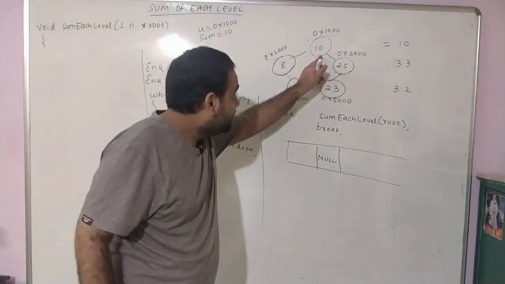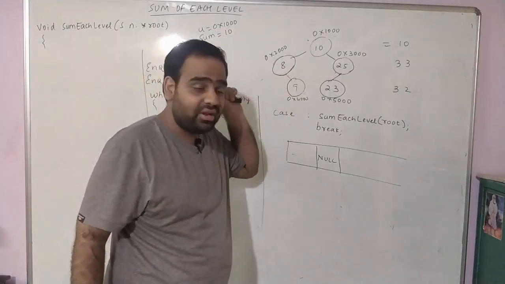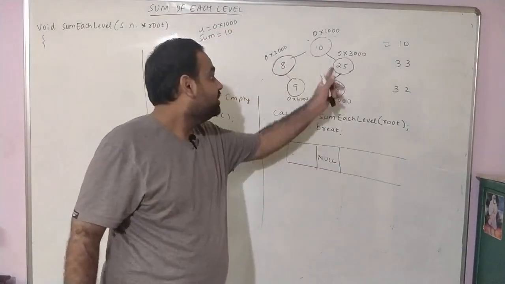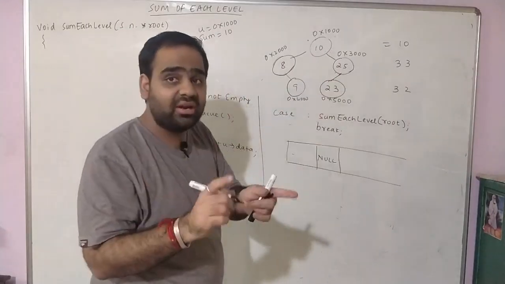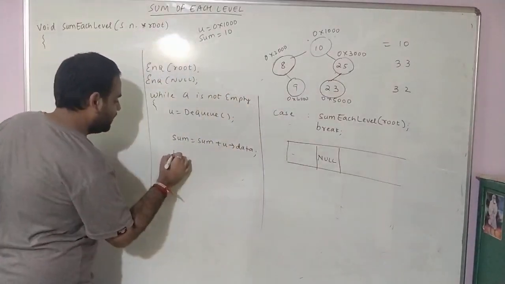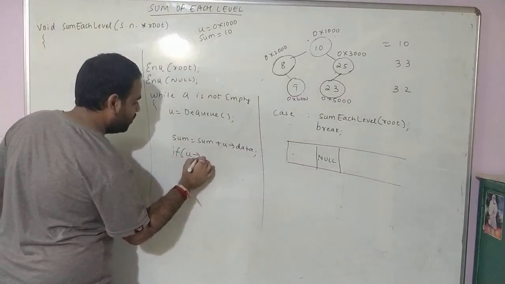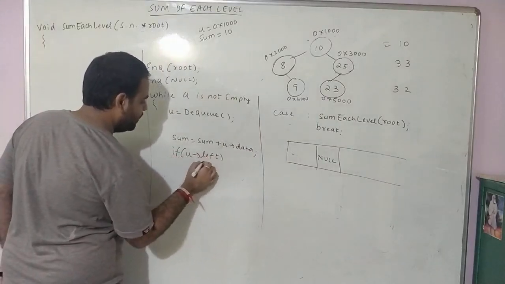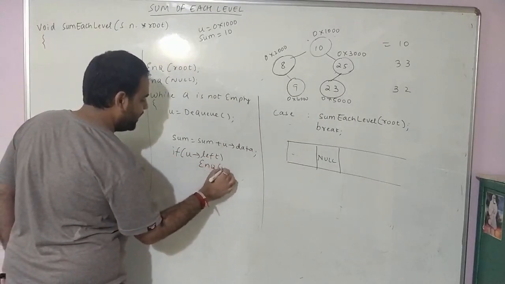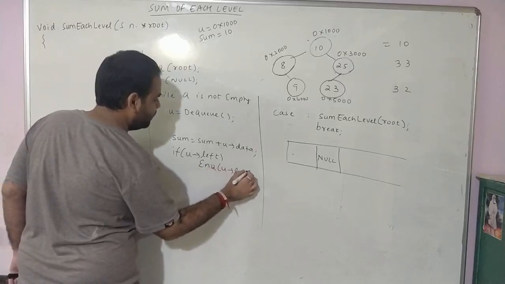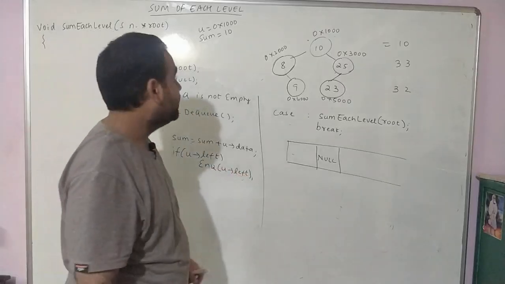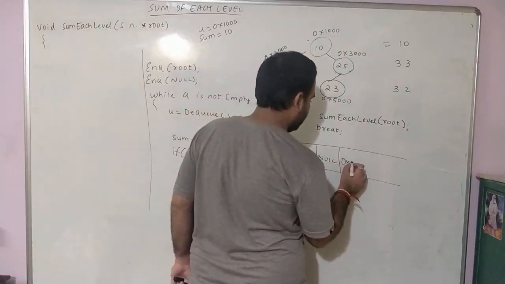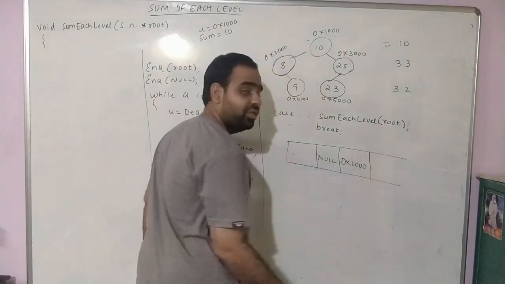Now, you check. Does it have a left child? Yes, it has a left child. Therefore, enqueue it. Does it have a right child? Yes, it has a right child. Therefore, enqueue it. Hence, what do we write? If u arrow left is not equal to null, then what do we say? We enqueue u arrow left. Now, what is u? 1000. 1000 arrow left is 2000. Therefore, you enqueue 2000. Now, similarly, you check.